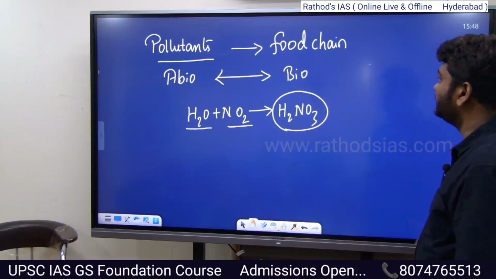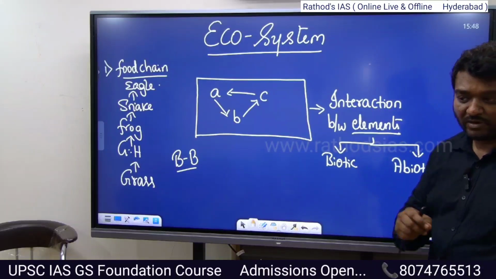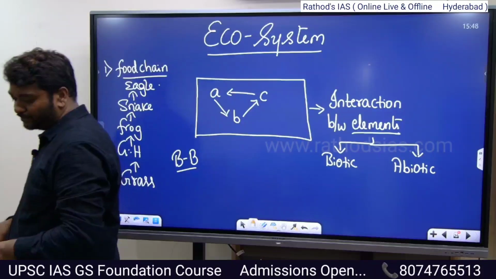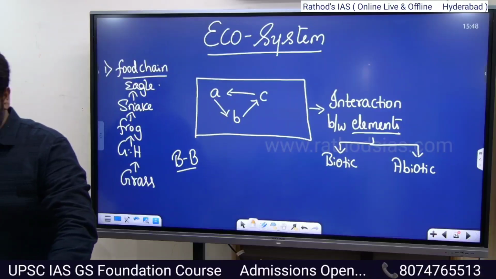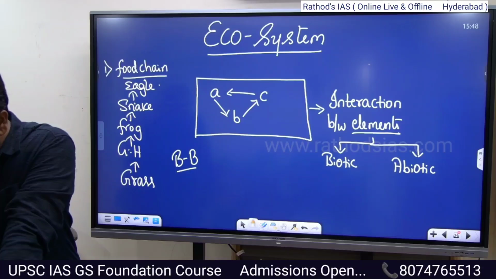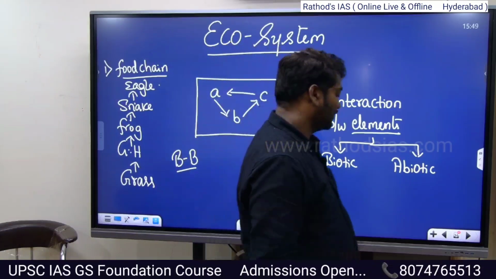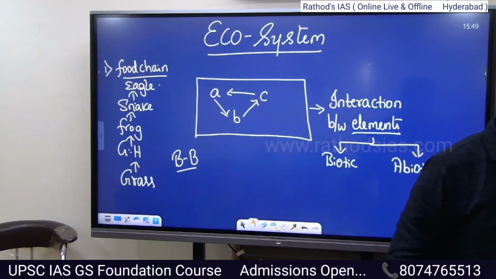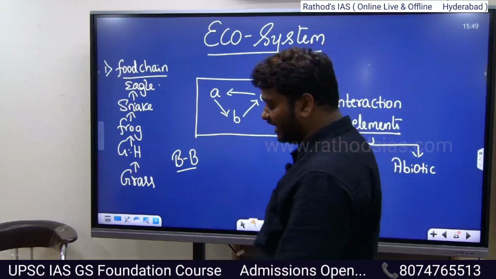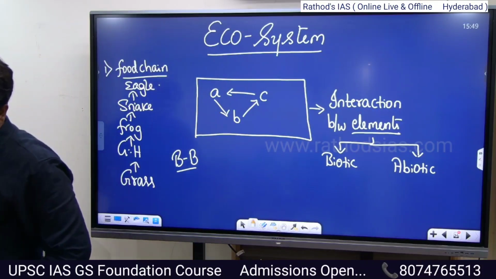Okay. So system, the moment you see the word system, what is the word you look for? Interaction. You write: ecosystem, hyphen. System indicates interaction between different elements present. Full stop.